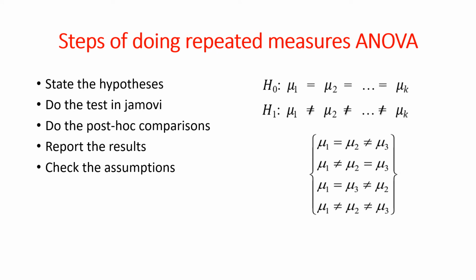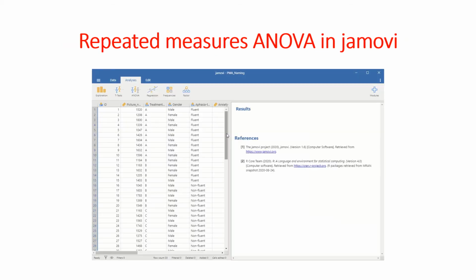These are the steps we go through in order to do repeated measures ANOVA. They are exactly the same steps as between-subjects ANOVA. I'm not going to go through them. The same hypothesis, and again the same types of steps, but we'll go through them one by one. So let's do the repeated measures ANOVA in Jamovi.